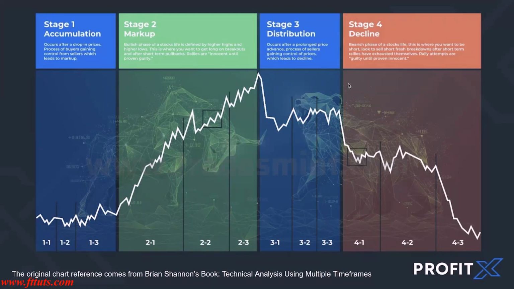So stage 4 is called the decline, or some consider it the markdown stage. And this is where the sellers take control. The large aggressive sellers take control of the market and they're selling. And this is where we want to be selling. Our selling strategies, we want to deploy here and be looking for sells.